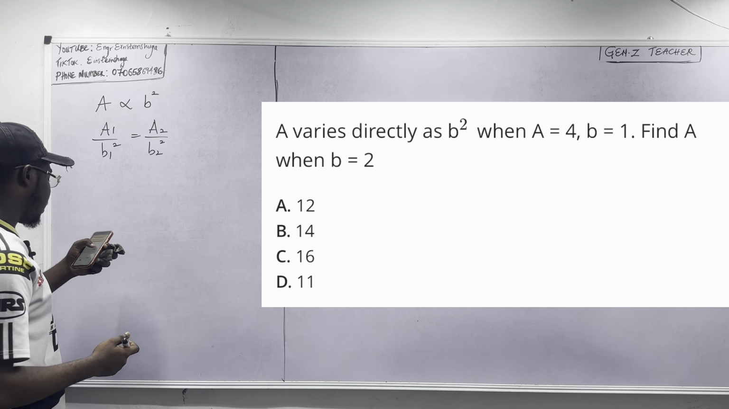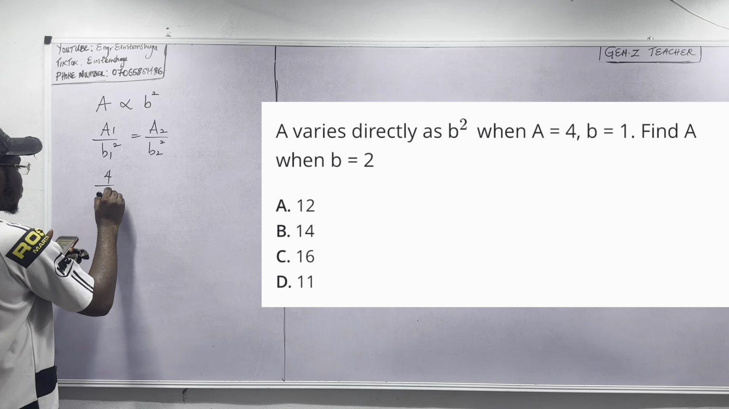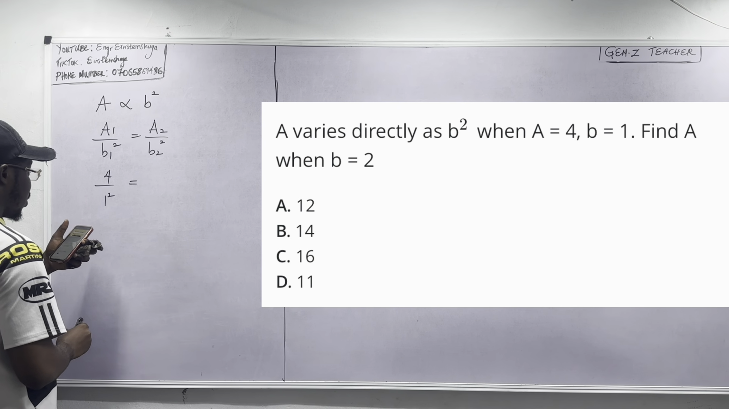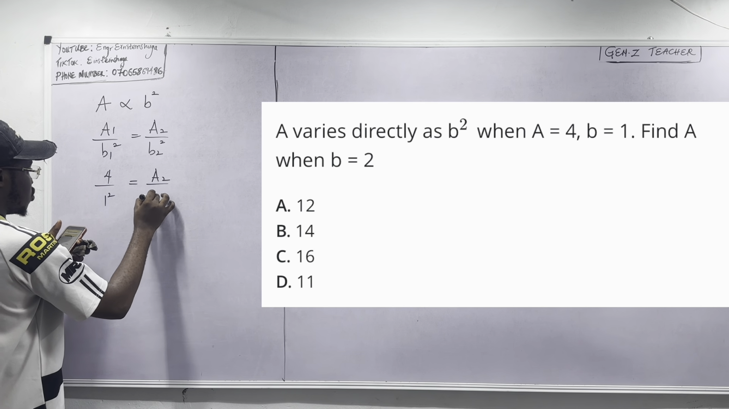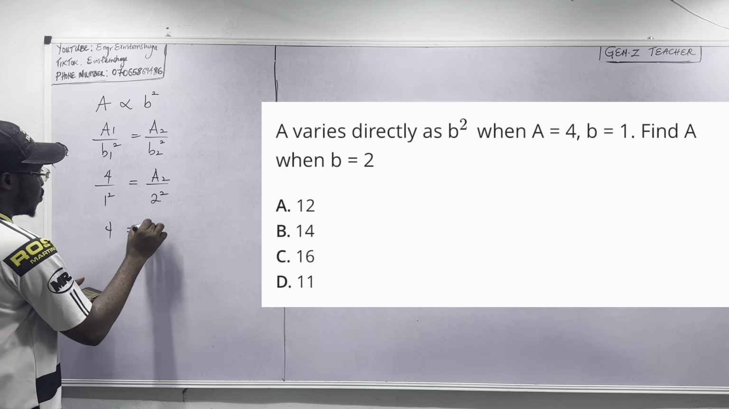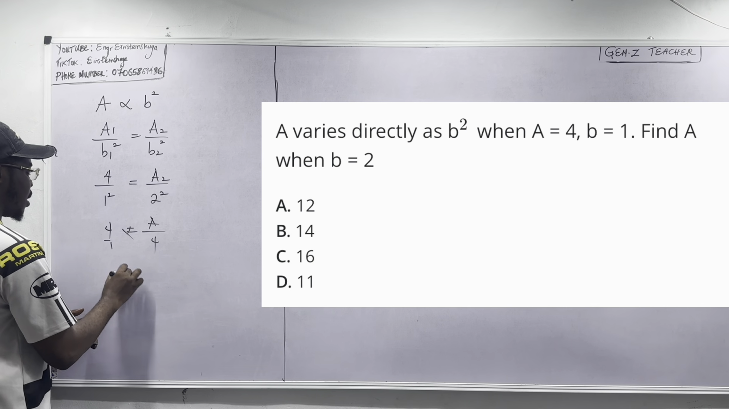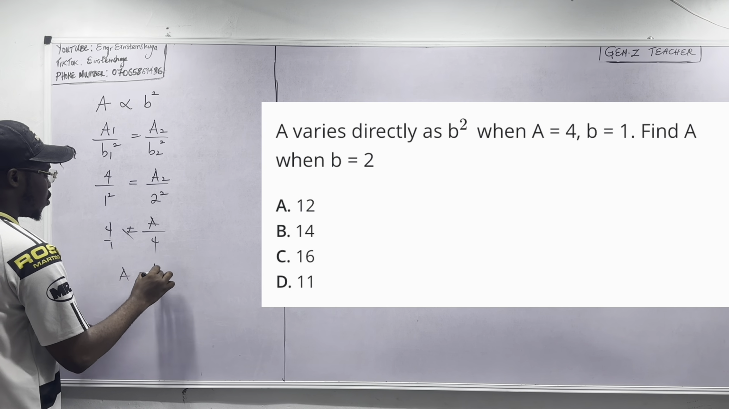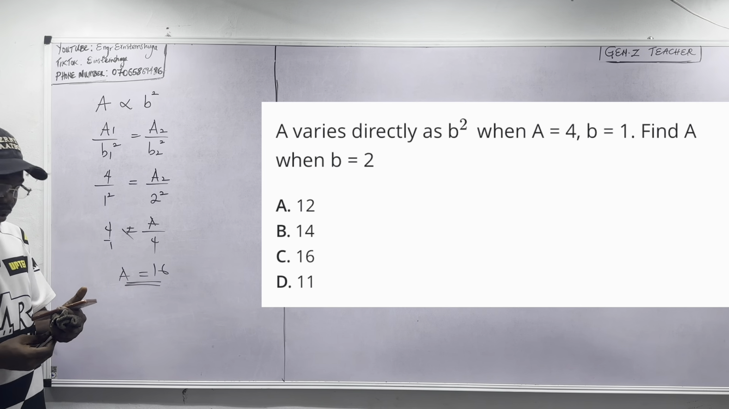So quickly, they gave you A1 as 4 and B1 was 1, so 1 squared remains 1, and we are finding A2, but B2 is 2, so 2 squared. So 4 over 1 is still 4. We have A over 2 squared is 4. You're going to cross multiply. A times 1 equals A, 4 times 4 equals 16. So the answer to that question is 16.